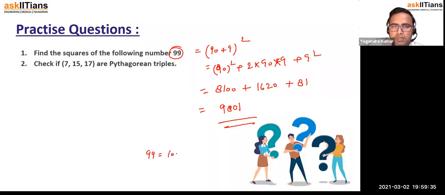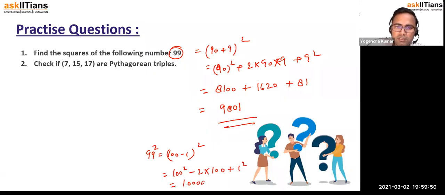Now you could have done it this way also. 99 is 100 minus 1, squared. So 100 square minus 2 into 100 plus 1 square, which is 10,000 minus 200 plus 1. We can subtract easily, right? 9801 we will get. So we can do it this way also.